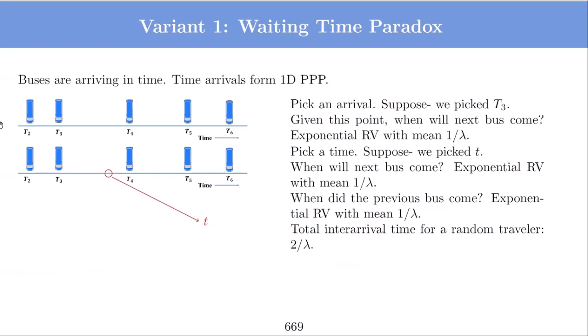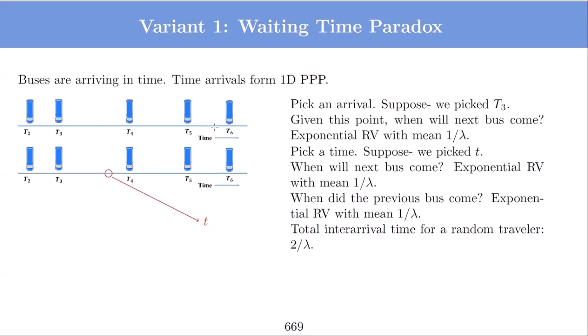So let us understand. Let us take an example where buses are arriving in time. The arrival time of buses can be modeled as a one-dimensional point process, right? So assume the arrival times of these buses are a one-dimensional Poisson point process. So these points T1, T2, T4, which are the arrivals of the ith bus, are uniformly distributed on a line.